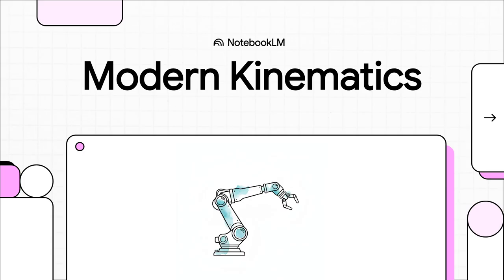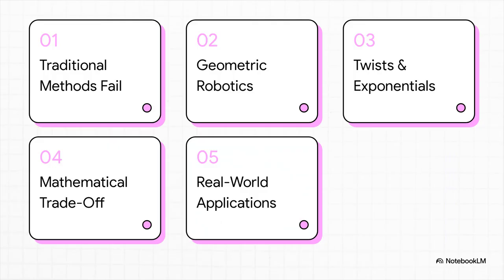Look, if you've ever dealt with a highly expensive robotic arm that suddenly just freezes up or glitches out mathematically right when you need it most, well, you are in the exact right place. We're going to demystify exactly why that happens, and more importantly, how to fix it. Okay, let's dive right into this roadmap. First, we'll cover when traditional methods fail, then the geometric robotics solution. Next, we'll hit twists, wrenches, and exponentials, followed by the mathematical trade-off, and wrap up with real-world applications.